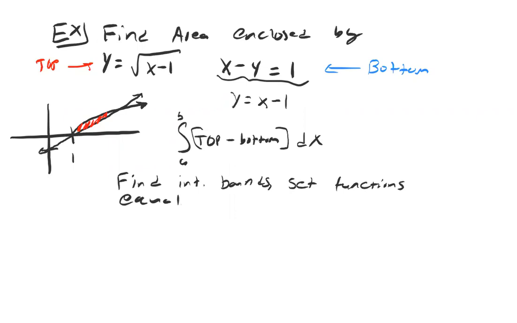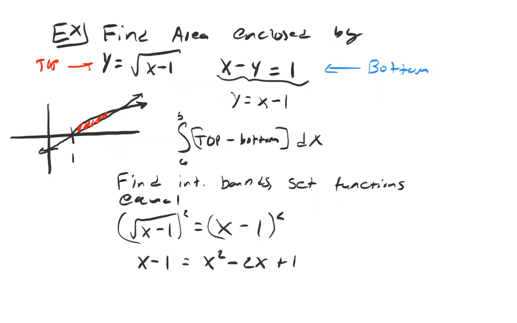So when I do that, I'm going to get the square root of x minus 1 equal to x minus 1. So what we need to do here is square both sides. I'm going to get x minus 1 is equal to x squared minus 2x plus 1. And then we're going to set it equal to 0.